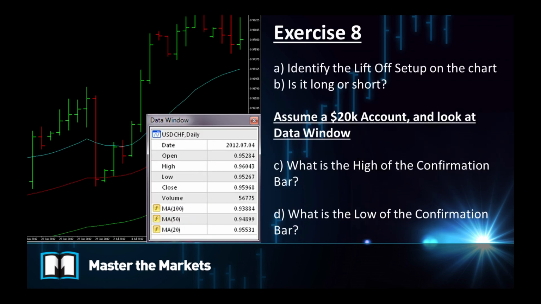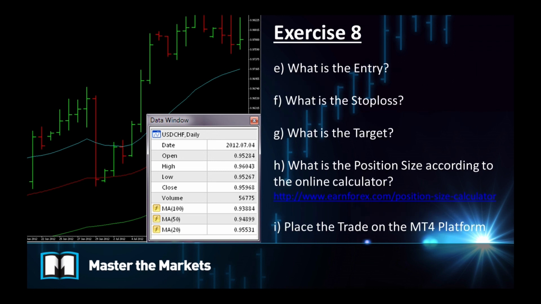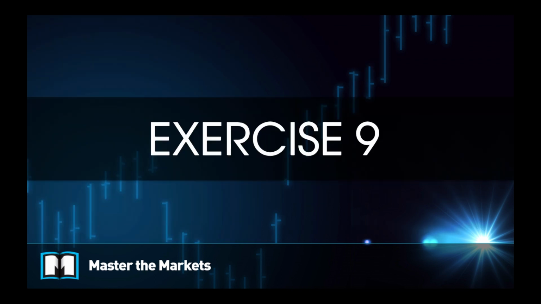Straight on to exercise 8, and have a look and identify the lift-off setup on the chart. Is it a long or a short? Again, assume a $20,000 account and look at the data window. You're going to work out the high of the confirmation bar and the low of the confirmation bar. The reason that you need to work these out is because you're going to need to place your trade around the confirmation bar itself, and then go ahead and work out the entry, the stop loss, the target, and what the position size is according to the online calculator. Then go ahead and place the trade on the MetaTrader 4 platform.